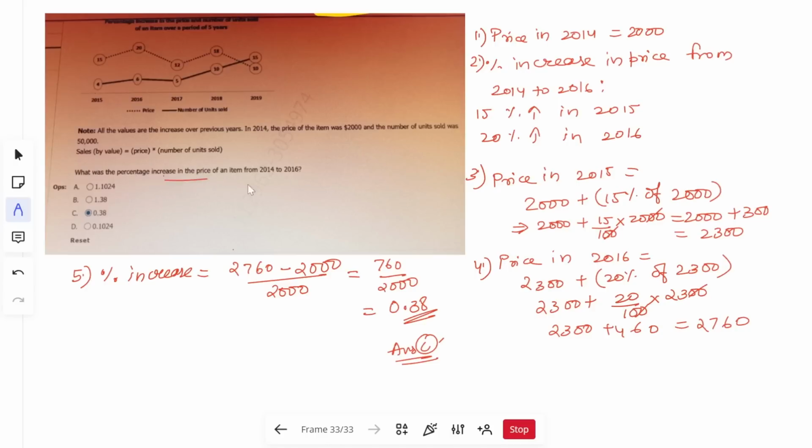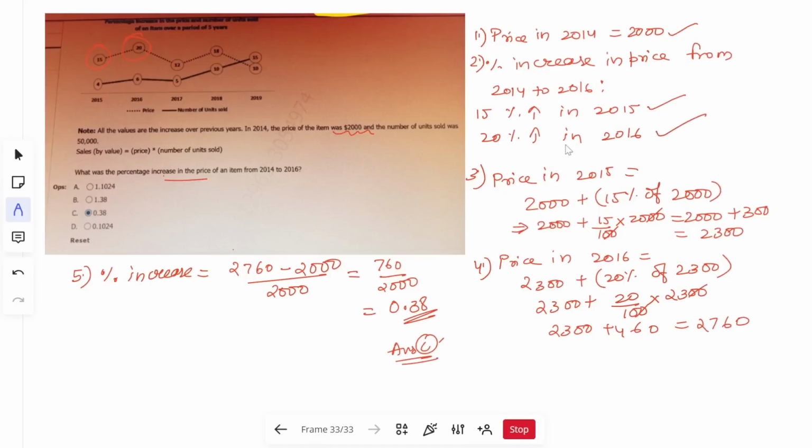So first of all, the data that is given to us is that the price in 2014 was $2,000, right? It is given to us here. Now we have to calculate the percentage increase in price from 2014 to 2016. From 2014 to 2015, how much has it increased? 15%. That is what we have written here, a 15% price increase in 2015, and then a 20% increase in 2016.